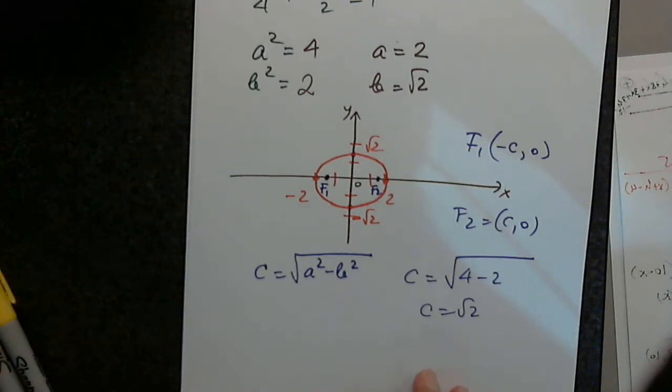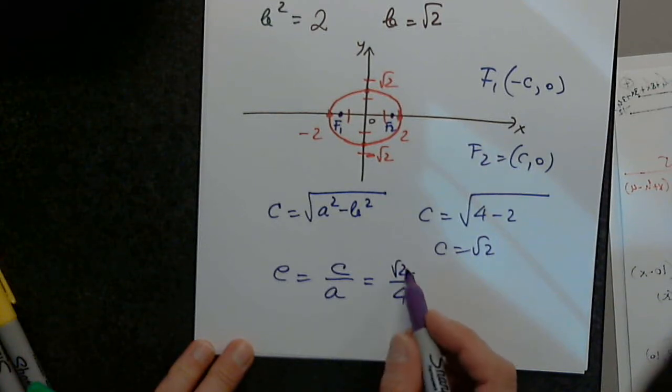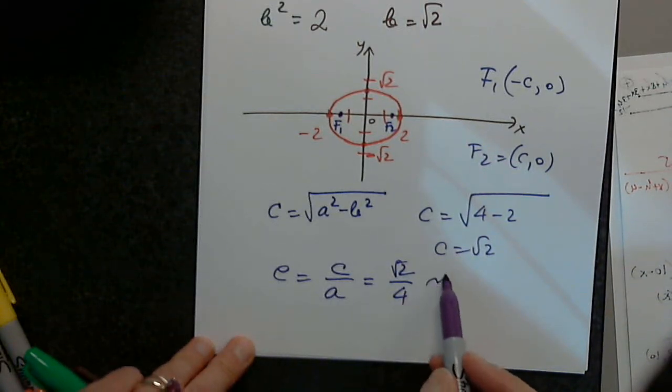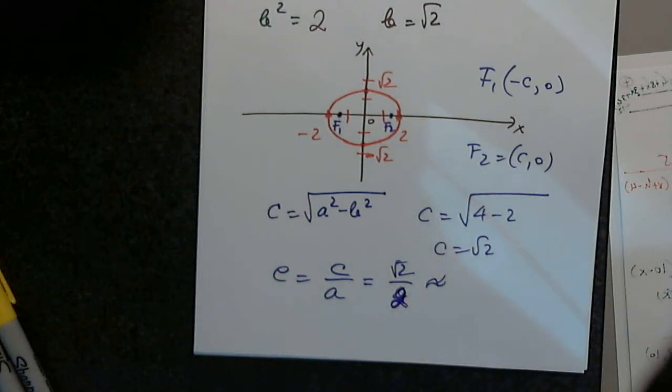And the eccentricity is c divided by a, so the square root of 2 divided by 4. So I'm going to approximate this. What is the square root of 2 divided by 4? But a is 2, right? So a squared is 4. Oh, I did it right. Thank you. 0.71 approximately. That's what we expected, a number between 0 and 1.